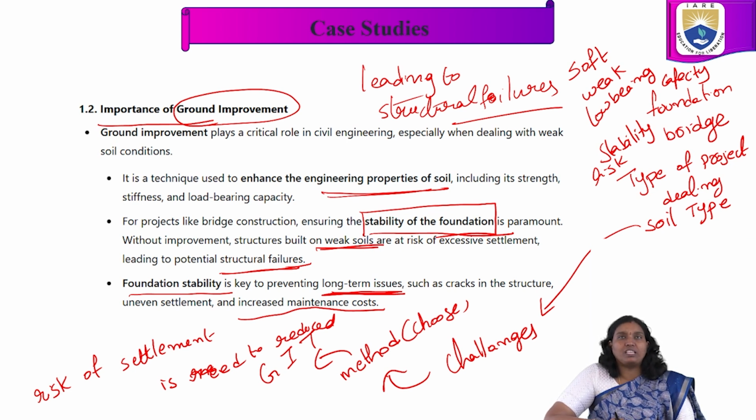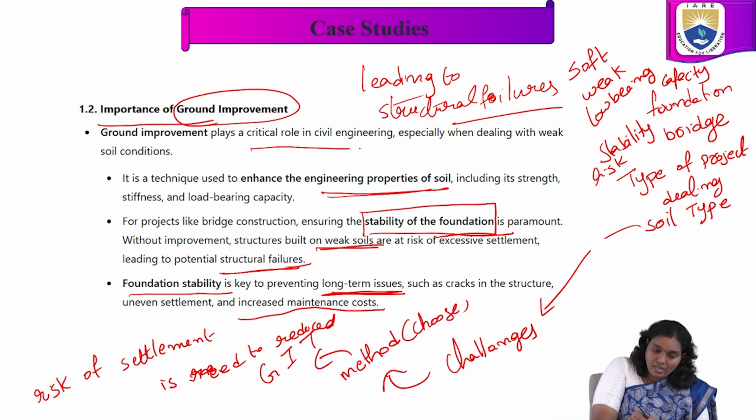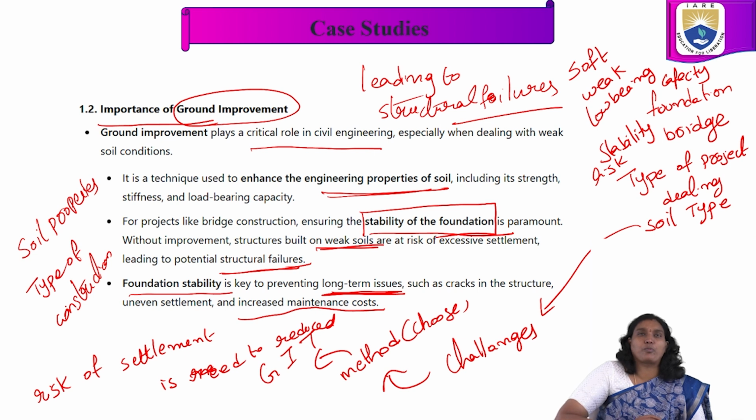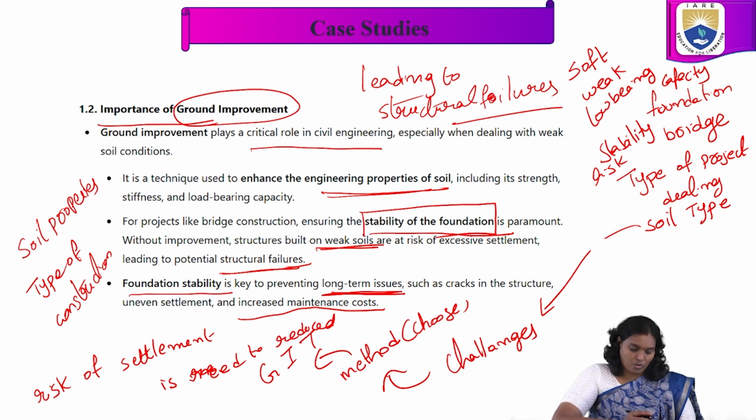The importance of ground improvement techniques from a civil engineering point of view is crucial, because we are dealing with soil conditions that are not favorable, they are unfavorable. Whenever the scenarios are unfavorable, we are working on those. That's why we have to understand the soil properties and the type of construction. According to that, we choose the type of ground improvement suitable as per the requirement.